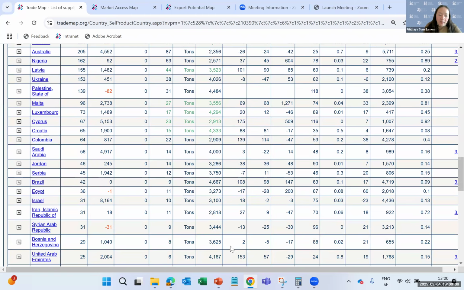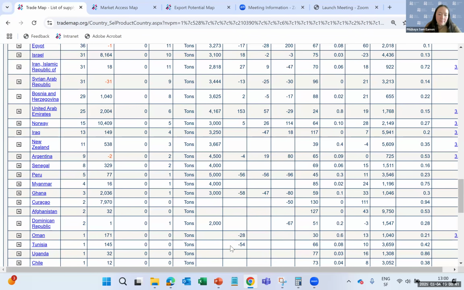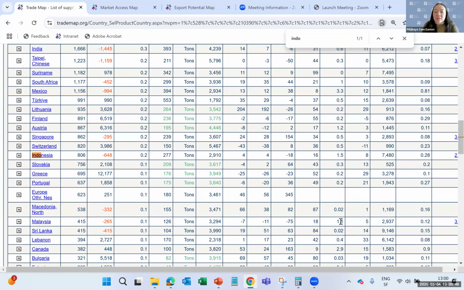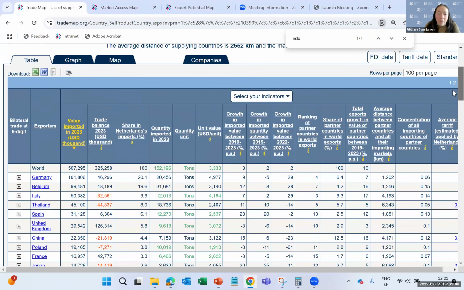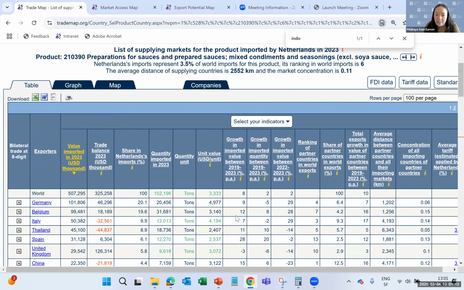Let's have a look again for Indonesia. Yeah, 4%. So that means, yes, the import from Indonesia is growing. It's growing at 4%, but it's not growing as fast as how much Netherlands is importing. This is where I think as an exporter from Indonesia, they could do better by promoting the particular product in the Dutch market. You can have a look at the landscape, the level of competition that is quite fierce.